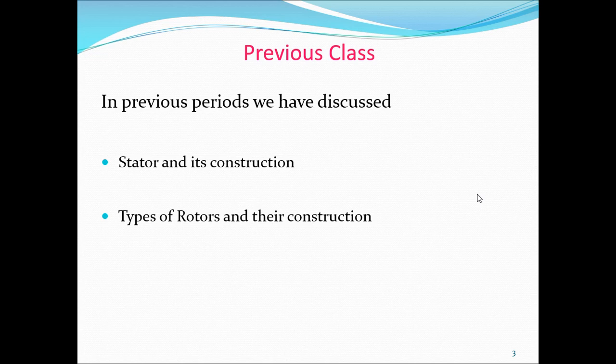So what is the next type? The next type is non-salient pole rotor. So what is the other name of this non-salient pole rotor? That is the smooth cylinder type rotor. So where is it used? It is used for very high speed synchronous motors. So where will we use high speed? In steam turbines we will use.